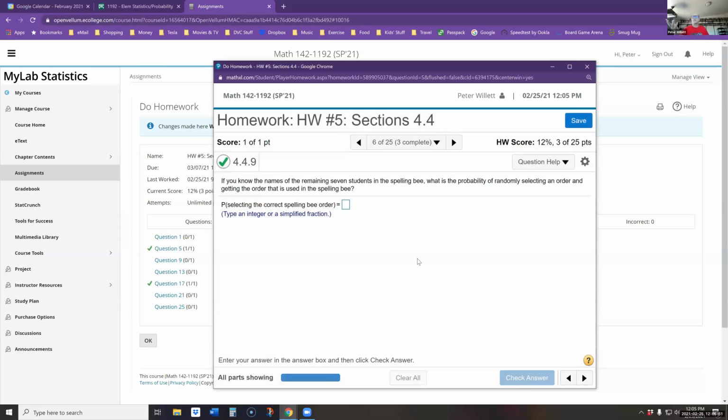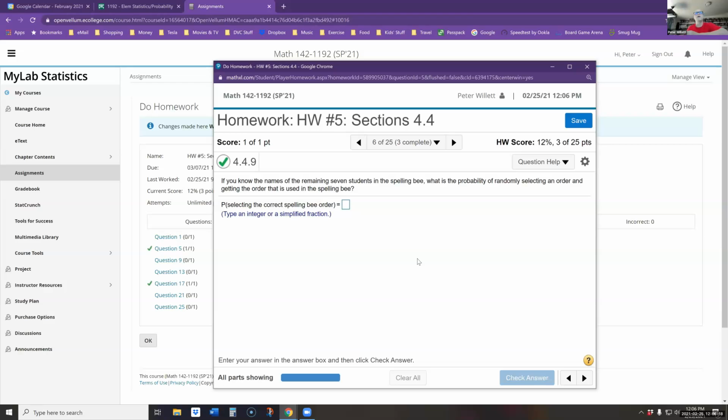Again, just a simple little description of a situation, and then they're asking for a probability. If you know the names of the remaining 7 students in a spelling bee, so there's a big spelling bee, there's 7 students left, what is the probability of randomly selecting an order and getting the order that is used in the spelling bee? So in the spelling bee, they have the students come up and spell words.